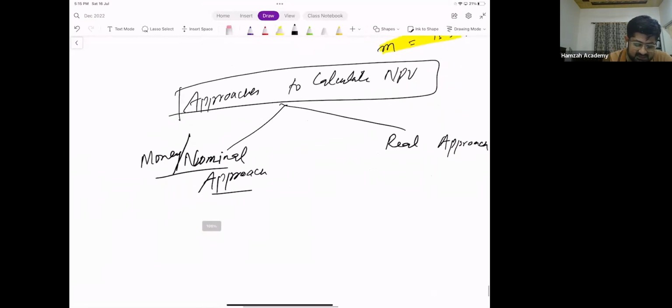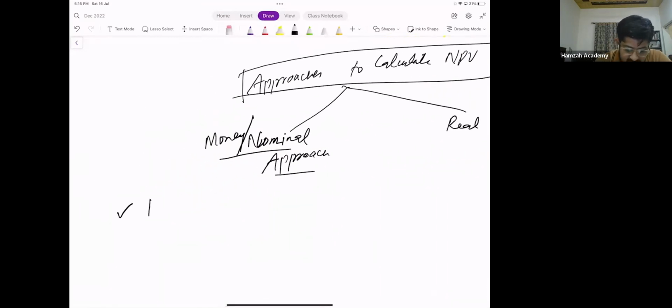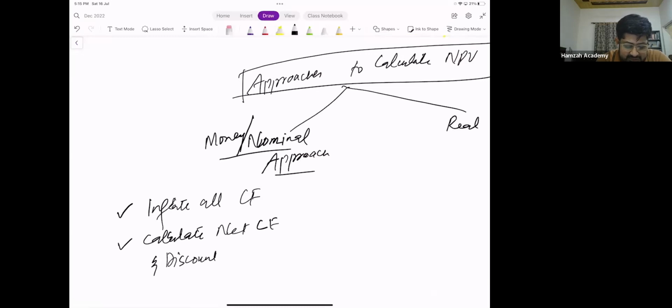Nominal approach is simple: inflate all cash flows, calculate net cash flows, and discount at the nominal cost of capital. Simple as that. Inflate all cash flows with specific inflation, discount them with the nominal cost of capital, you will get NPV.